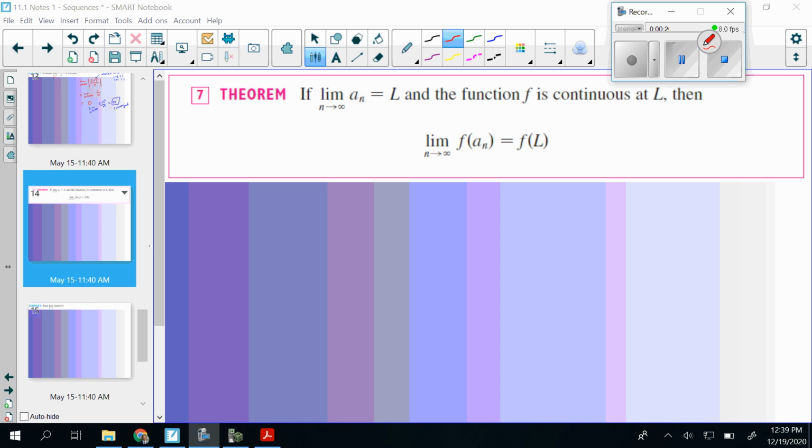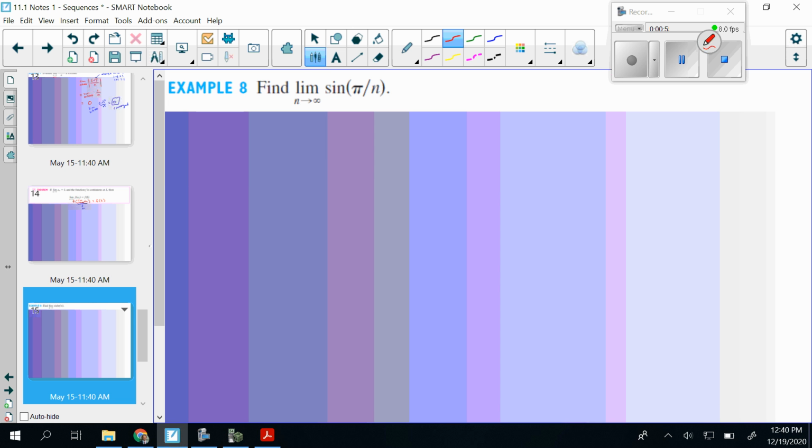So this is good if your sequence resides in another function. You can basically take the function evaluated at the limit of a sub n, which we know ends up going to L. So then you just end up with your function evaluated at that limit value. So this is good when there are functions involved. Let's look at an example.